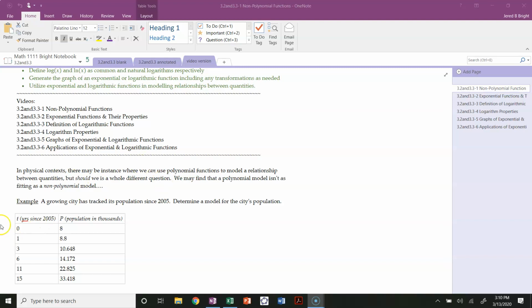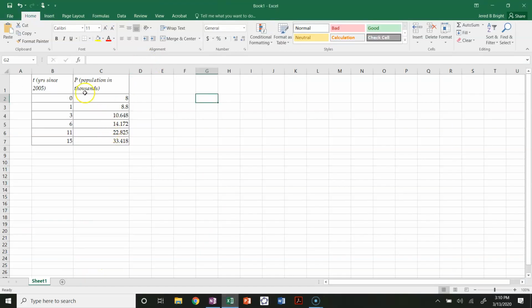So, for example, we might have a growing city that has tracked its population since 2005. And so here's some sparse data. I call it sparse because we aren't given the entire data set, and we just want to look at the data to determine a possible model. Now, I actually copied this data into Excel. And so here it is.